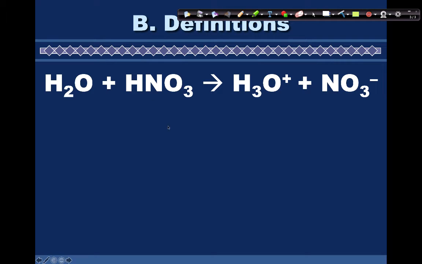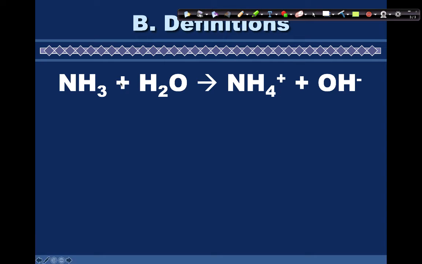So you have to pay attention to the hydrogen being moved. HNO3 becomes NO3 minus. It has lost a hydrogen. H2O becomes H3O plus. So it has gained a hydrogen. So that makes water, in this case, the Bronsted-Lowry base. And then HNO3 is the acid. Well, the base becomes the conjugate acid, and then the acid becomes the conjugate base.